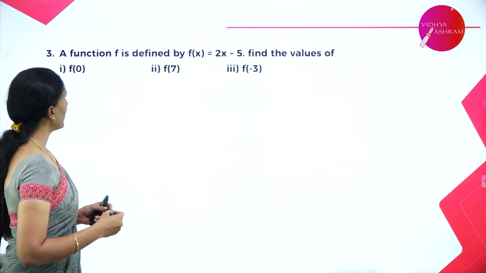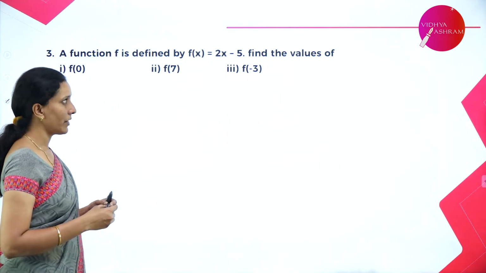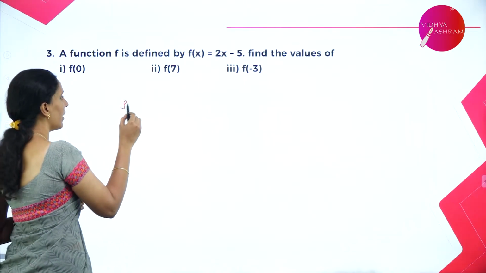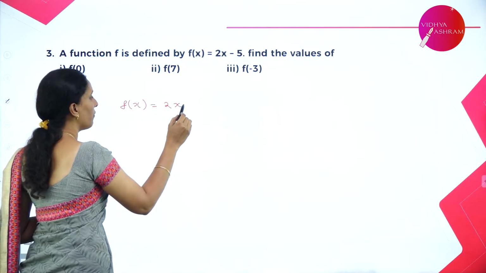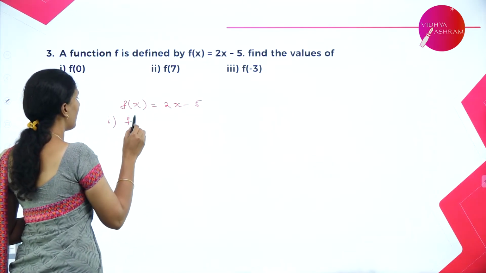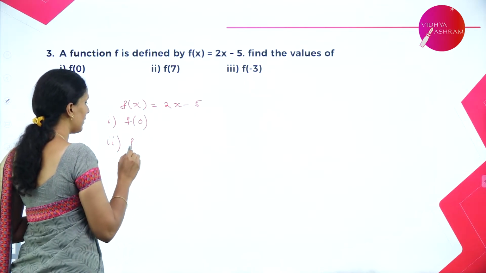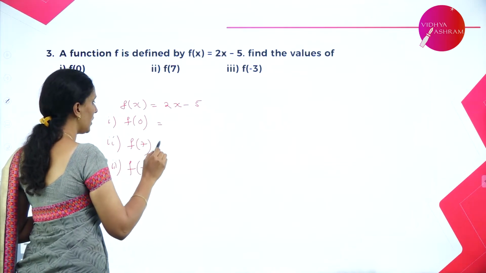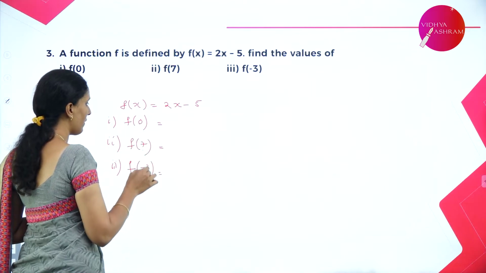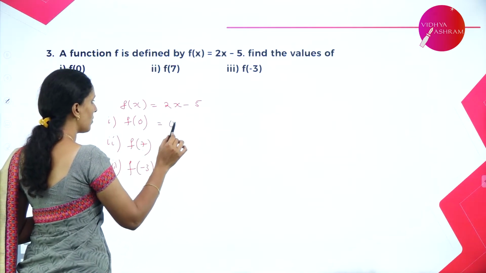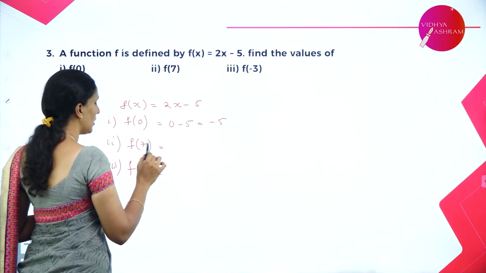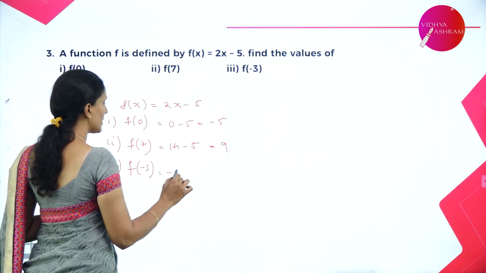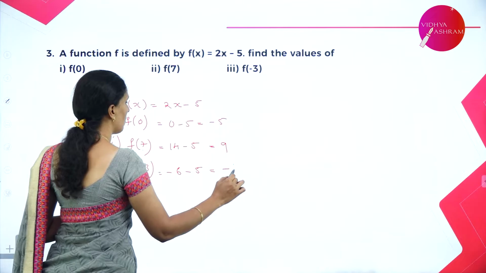Next question. A function f is defined by f of x is equal to 2x minus 5. Find the values of f of 0, f of 7, f of minus 3. They have given to find the value at f of 0, next at f of 7, next at f of minus 3. That means we need to take the value of x as 0, 7 and minus 3. So here we get 2 zeros are 0, minus 5 which is minus 5. Here we get 2 sevens are 14, minus 5 which is equal to 9. Here we get 2 threes are minus 6, minus 5 which is equal to minus 11.